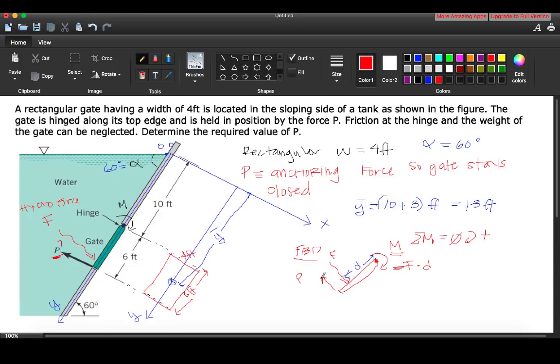Now what about this one? Is this promoting the moment or is it negating the moment? It's promoting the moment, so that'll be positive. So plus P multiplied by this distance. Well, what is this distance? This distance is given as 6 feet. So multiplied by 6 feet is equal to 0. Okay? So can we solve for this force? Yeah. What is this distance here? Well, this distance, right, is from this point to this point. This is little d.